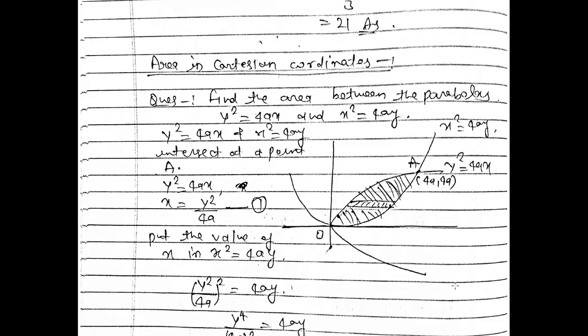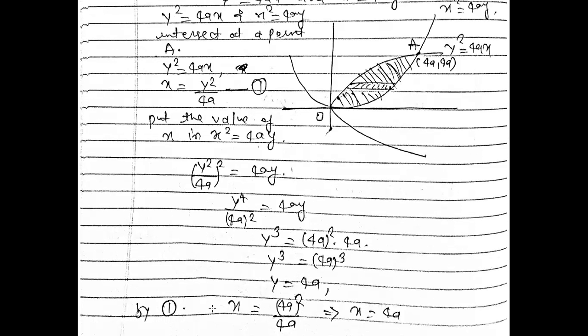Now both parabolas will intersect at a point. So just find your intersecting point. For the intersecting point, what will you do? Just put the value of x from here into the other parabola. So x square is equal to 4ay, just write the value of x here. So you are getting y is equal to 4a. That means 4a is your intersecting point here, right?